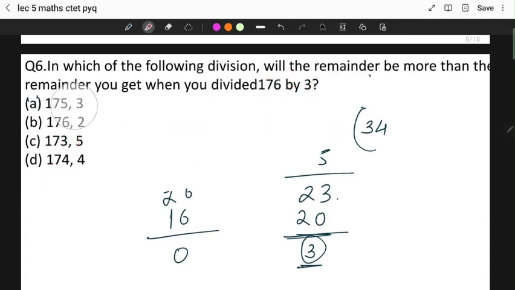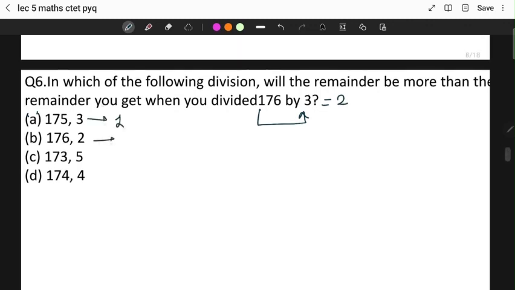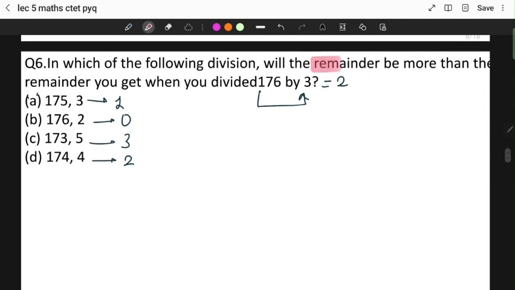Okay, so I'll just make you understand once again that when we are dividing 176 by 3, I am getting the remainder 2. So in the given options, here the remainder is 1, here the remainder was 0, here it was 3, and here it will be 2. In the question they have asked us to find the remainder greater than this particular remainder, that is 2. So this is the only option where the remainder is greater than 2, that is option number C, 173 and 5.